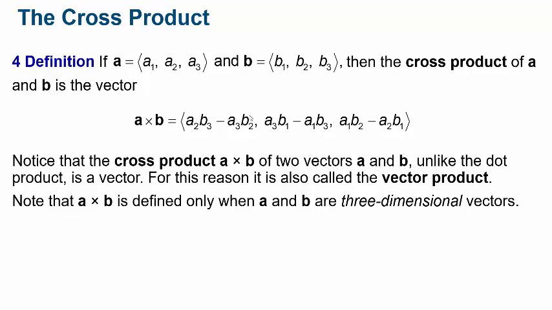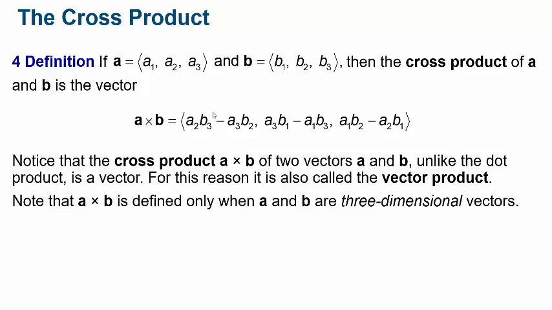But all you're really going to do is this part here is the first component of vector C, this is the second component of vector C, and this is the third component of vector C. Notice that the cross product of the two vectors, unlike the dot product, is a vector itself. The dot product is just a scalar product or inner product. This is why we sometimes also call the cross product the vector product. And note that this cross product is defined only when the two vectors A and B are three-dimensional vectors.